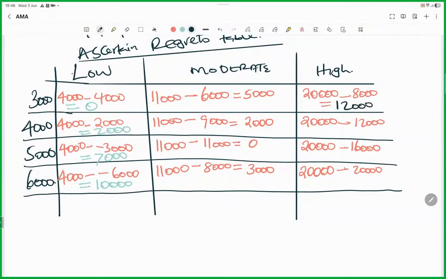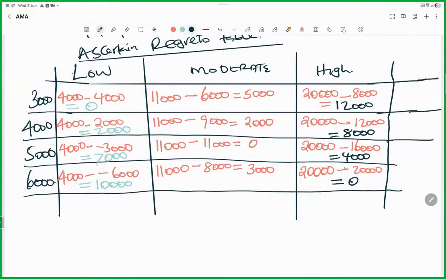12,000. 8,000. 4,000. 0, like that. So now remember, what is the name of the method? It's called minimax regret, isn't it?